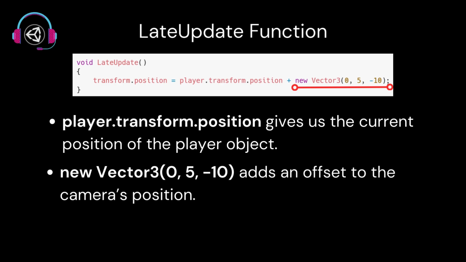Notice how the camera's position is updated after the player has moved in Update. This ensures smooth and predictable camera movement, as it avoids any jitter caused by trying to move the camera before the player moves.